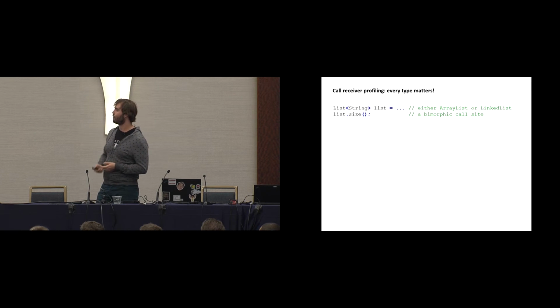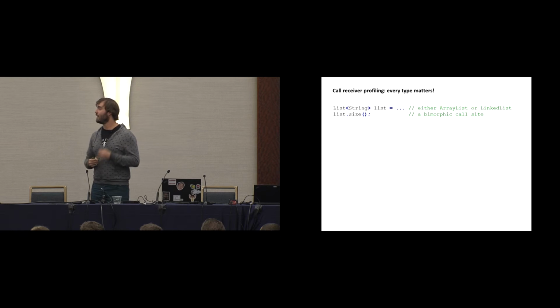Let's say you have a list call site and you call list.size on this call site, size being the call. And let's say normally you either have an ArrayList or a LinkedList. Then this is bimorphic, right? Bimorphism still means that the JVM does a lot of optimizations compared to a megamorphic call site.